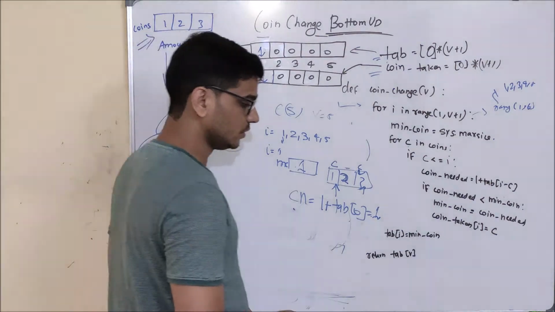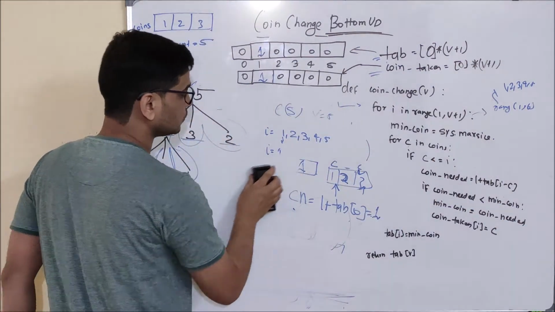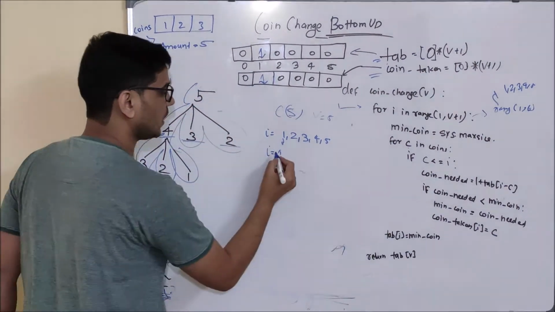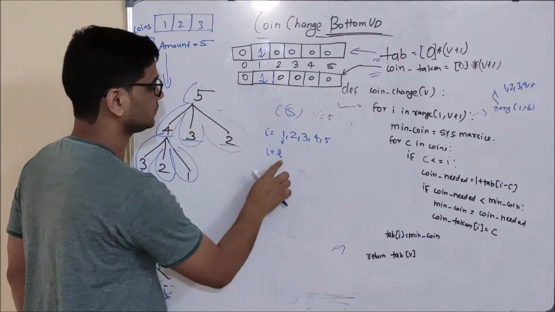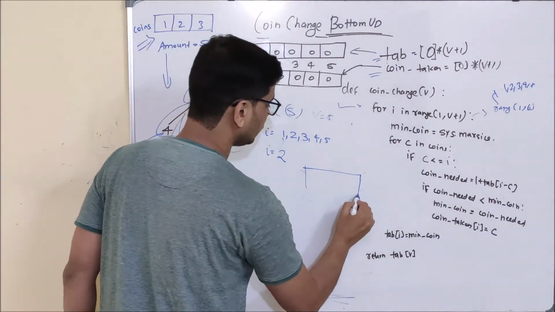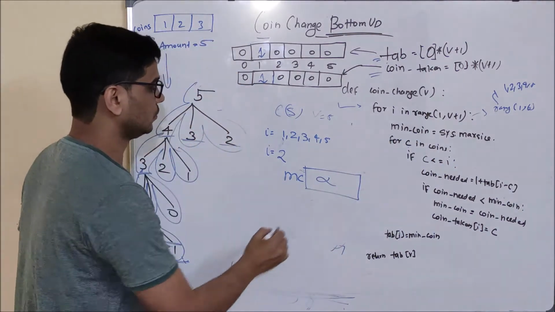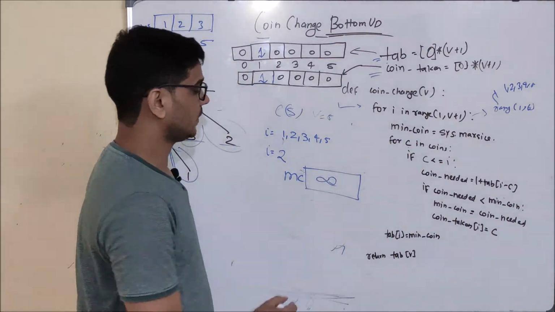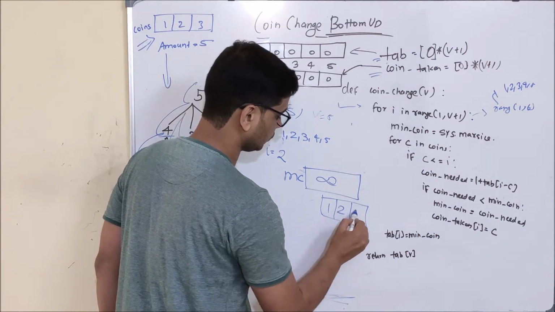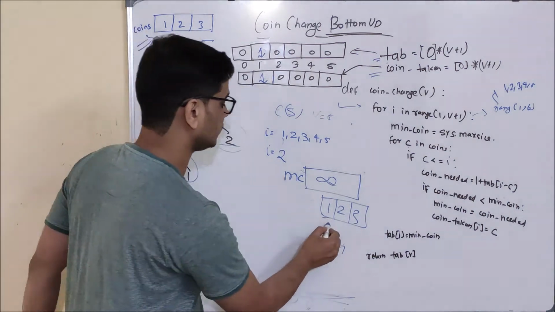Now what I am going to do is, I will run it for i equal to 2. That is, my amount is 2. And here again, I am going to create a min coin variable. It will be initialized to infinity. And again, I am going to try all the coins: 1, 2, 3. So first of all, I will try this particular coin, c.